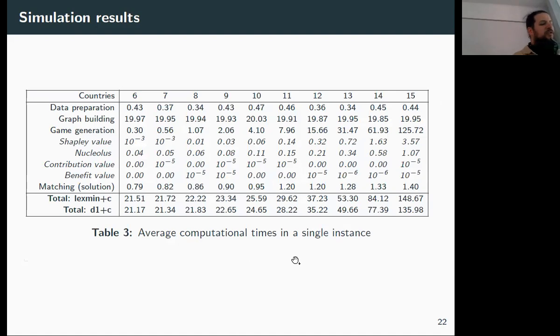And based on the computational times, what we see is that this improvement of switching from D1 to LexMin pretty much comes for free. It's not even surprising because we have a polytime algorithm, so it should be almost for free. And I see that the total computational time in a single instance is negligible. These times are initially dominated by the need to build a large graph. But of course, after a while, generating the exponentially large cooperative games is going to take over. So there is an exponential explosion in the game generation, which, by the way, does not affect the contribution and the benefit value because they only rely on n+1 coalitional values, or actually the benefit value is 2n+1, but it doesn't really matter.